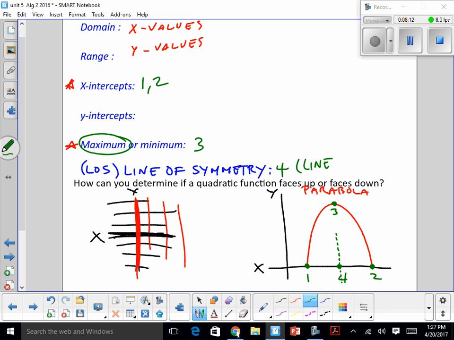Line that cuts parabola in half is how I'm going to say it.